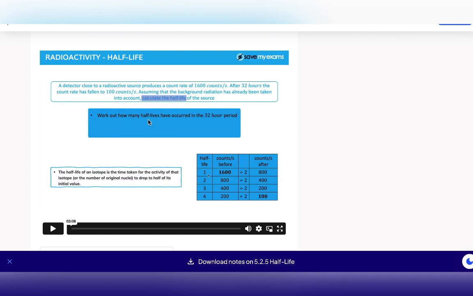So work out how many half-lives have occurred in 32 hours. In 32 hours, how many half-lives? So what we do is we write the original source, which is 1,600. In the first half-life, you divide this by 2. 800 will remain. That's the first half-life. Because they say we should work out how many half-lives, meaning not one half-life, how many half-lives.